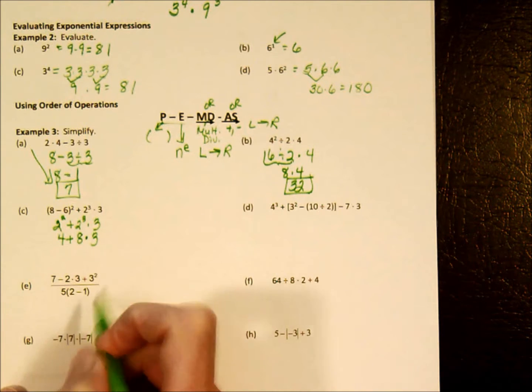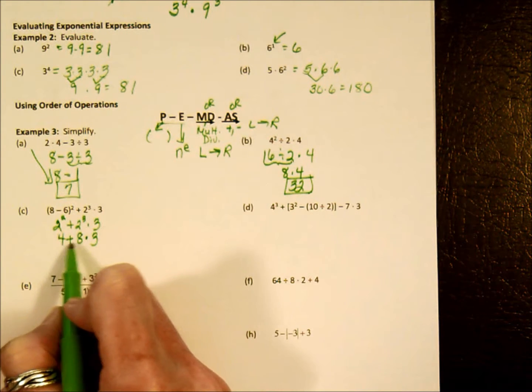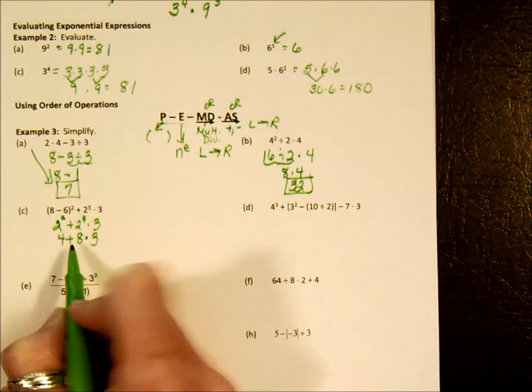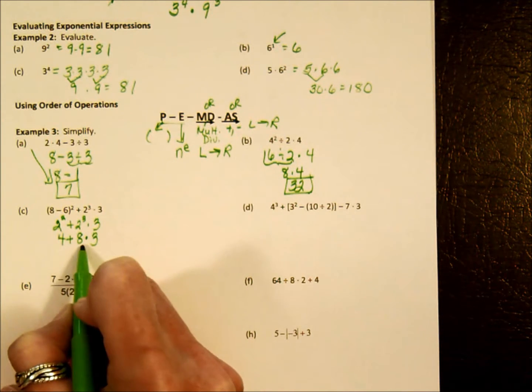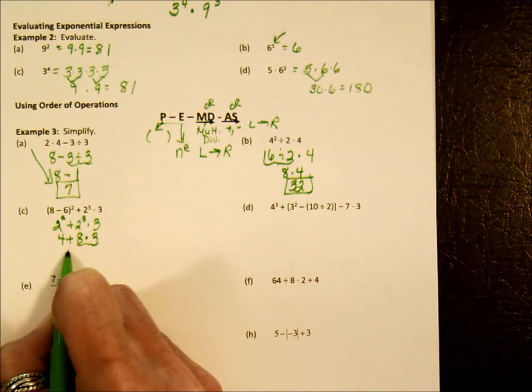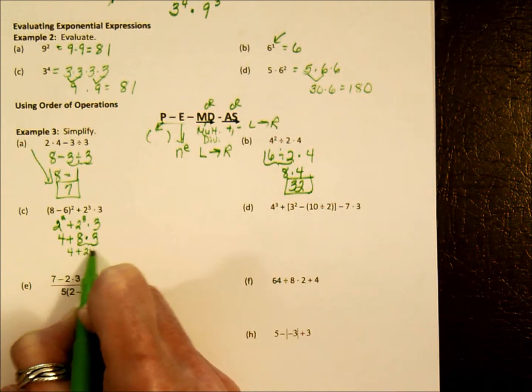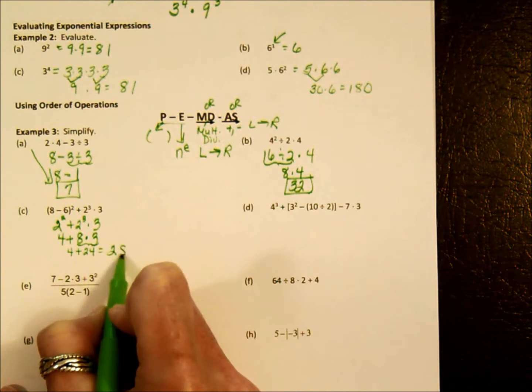Now be careful. It's very tempting to say 4 plus 8 is 12. But you have to do the multiplication first because multiply comes before add. So we do this first, and we have 4 plus 24 is 28.